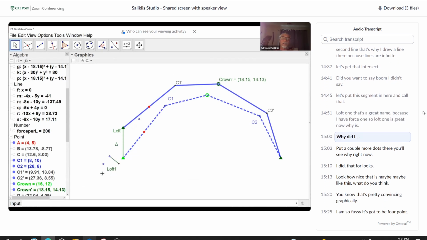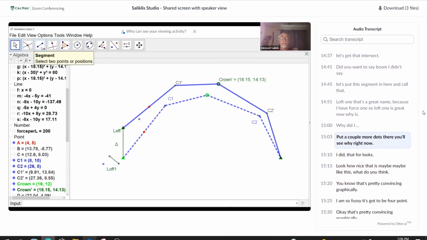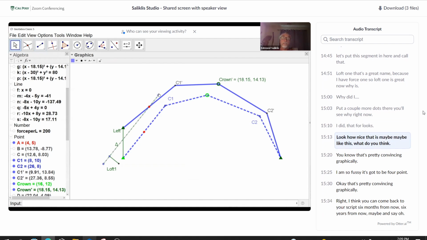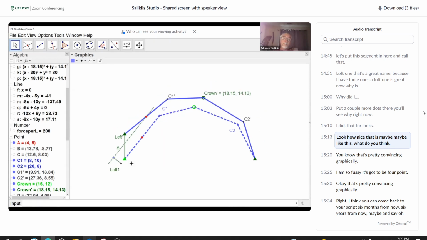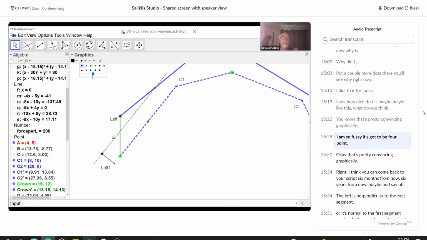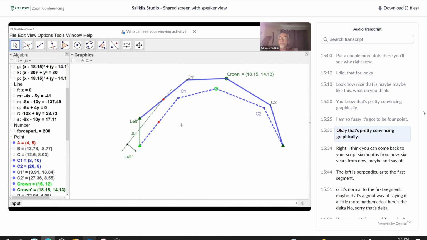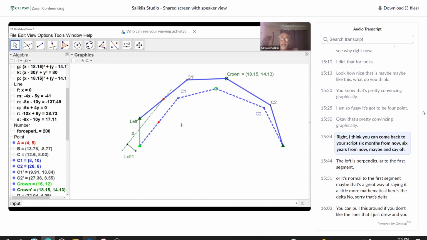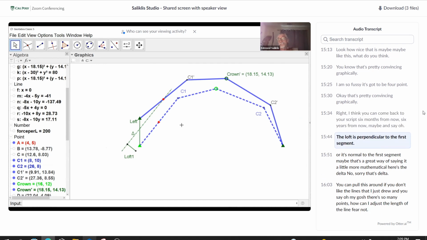Now, why did I put a couple more dots there, you'll see why right now. I did that for looks. Look how nice that is. Maybe like this. What do you think? You know, that's pretty convincing graphically. I am so fussy. It's got to be 4 point. Okay, that's pretty convincing graphically, right? I think you could come back to your script 6 months from now, 6 years from now, maybe, and say, oh, the loft is perpendicular to the first segment.